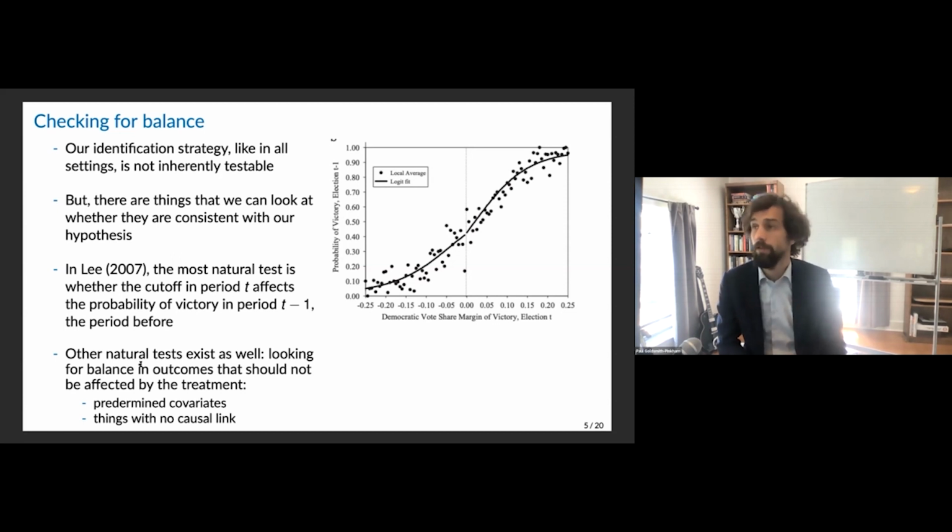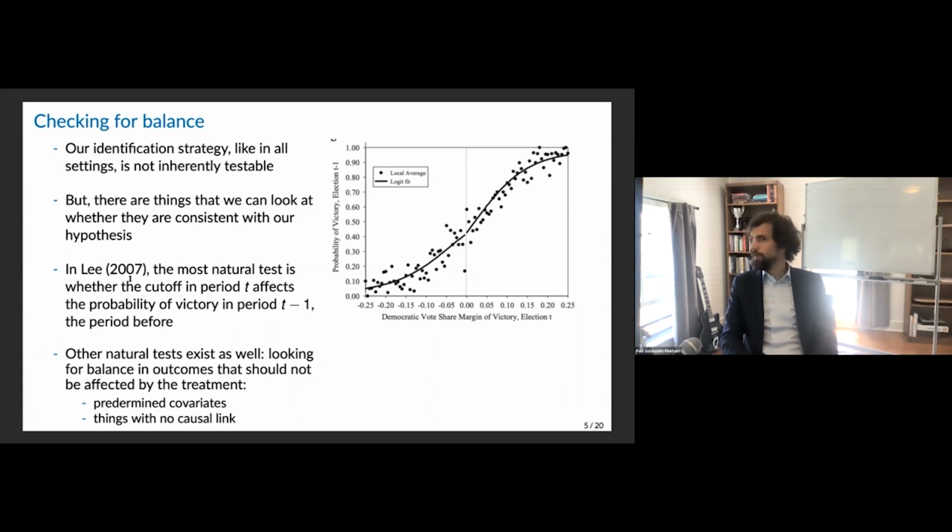So that's fine, but it means we've started to develop a language of things that we want to look for when we're doing this appropriately. In the RD case, conceptually, this should be Lee 2008. In the RD setting, it's very natural to think that there should be characteristics that are effectively going to be smooth through the discontinuity.